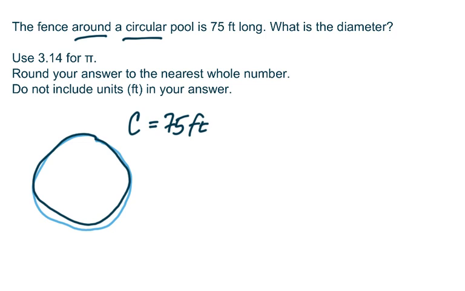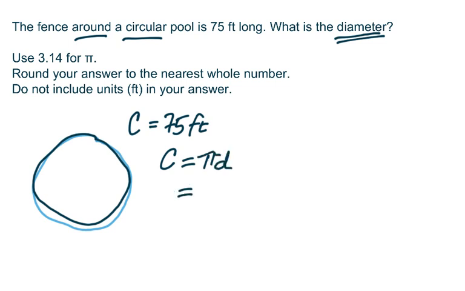I'm going to use one of the two circumference formulas. I can either use the one that has diameter, or I can use the one that uses radius. Since my answer is asking me to find the diameter, that's the one I'll use. So I'll use circumference equals pi times diameter.